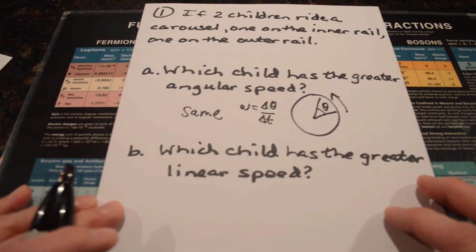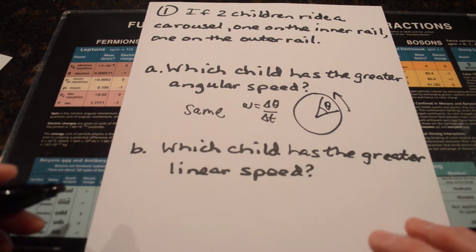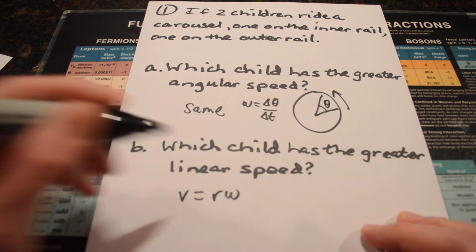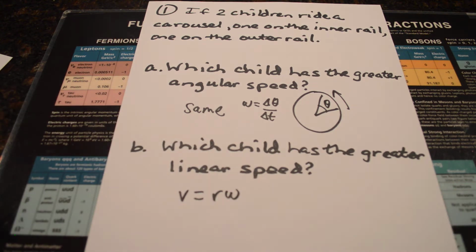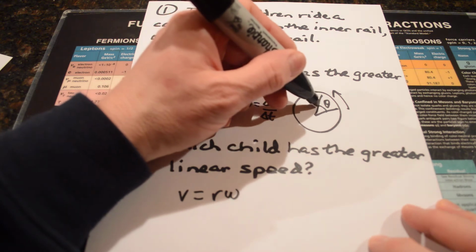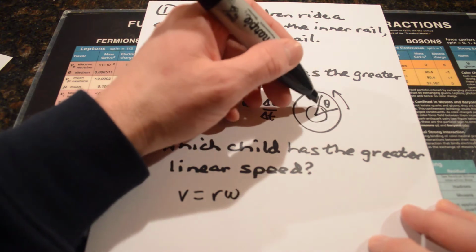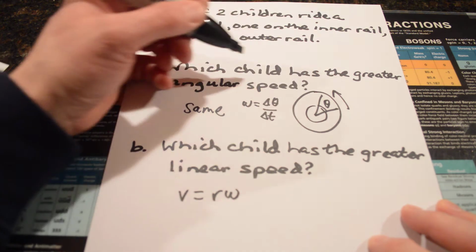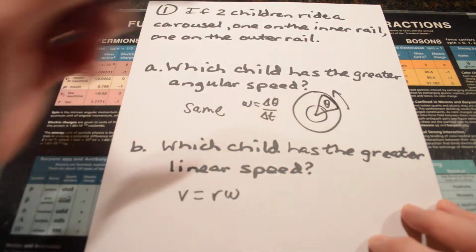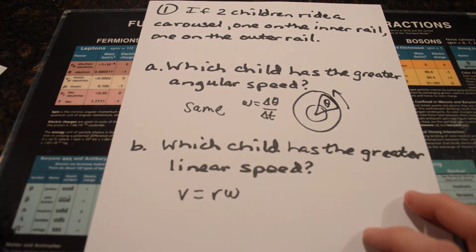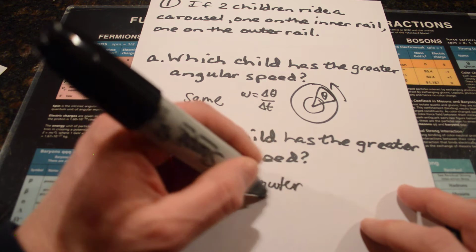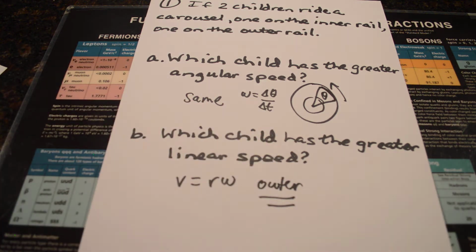But that is not the case for B when it says which one has the greater linear speed. Well, linear speed is r times omega. And that makes sense because it has something to do with how far out you are. The person on the inner rail versus the outer rail, this person on the outside has to go a greater distance in the same amount of time. Therefore, the greater speed is going to be the one on the outer rail.